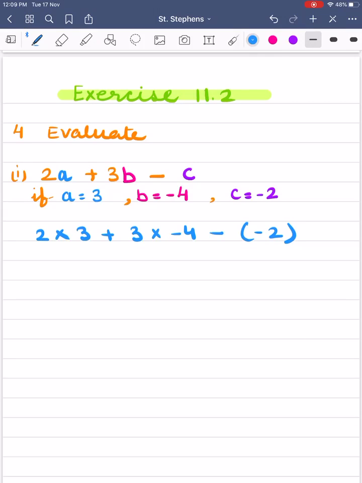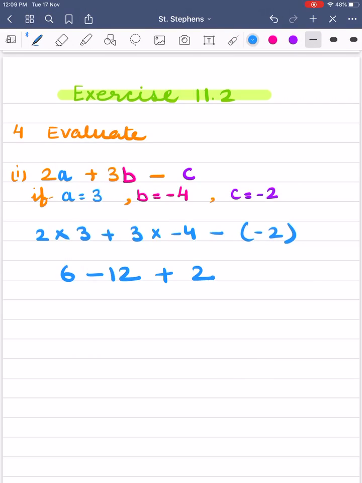Now first we will solve multiplication. So 2 into 3 is 6 plus 3 into minus 4 is minus 12. And here we have 2 negative signs. So minus sign occurs even number of times. So we write plus with our answer. So we get here plus 2.